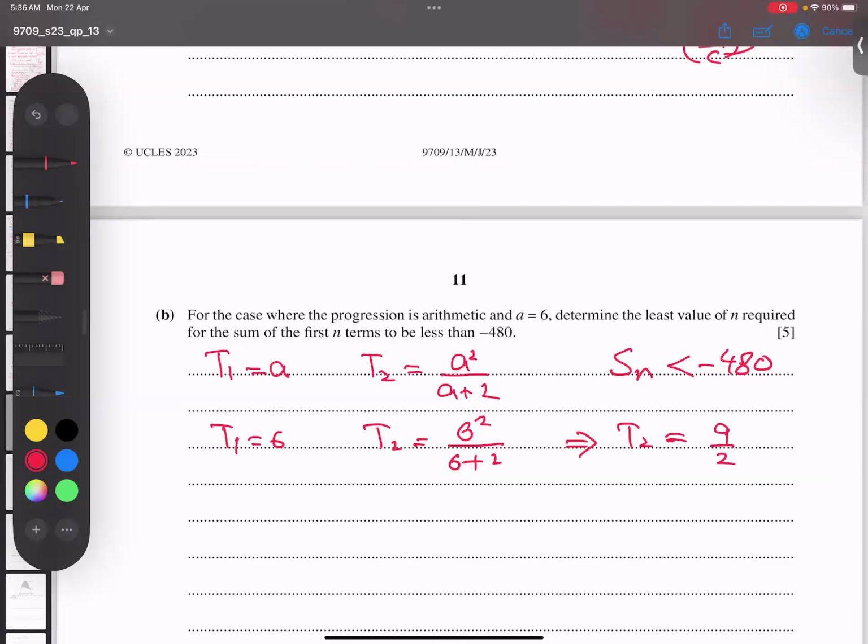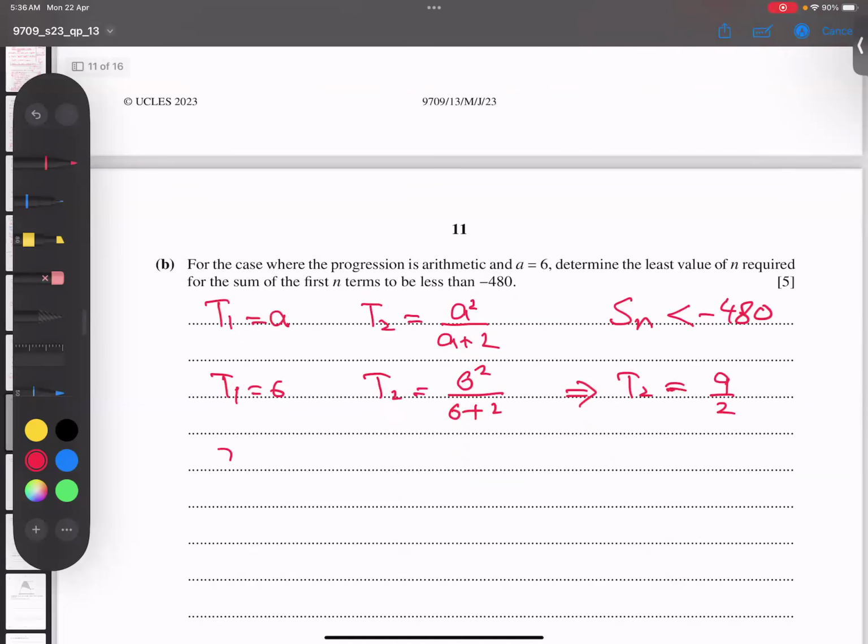Okay, this is the second term. And what is the common difference formula? Second term minus first term. So I can find it: 9 by 2 minus 6. If I subtract 9 by 2 minus 6, the common difference is coming 3 by 2.